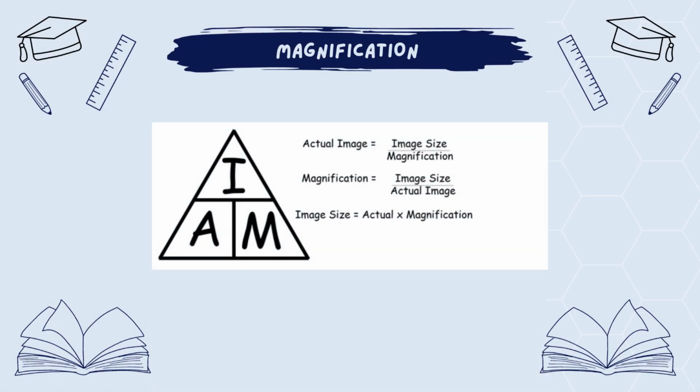Now to calculate magnification. The equation for magnification is image size over actual size. So this is essentially the image size that you have from the microscope divided by the actual size of the sample.